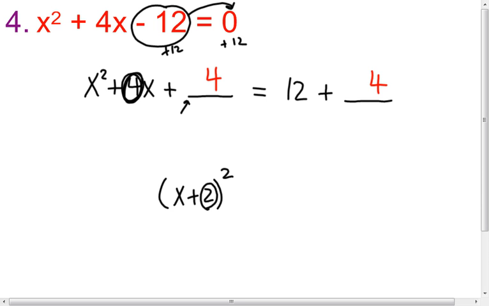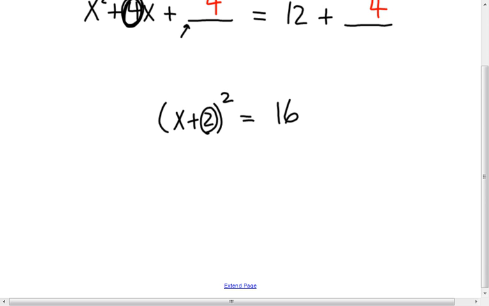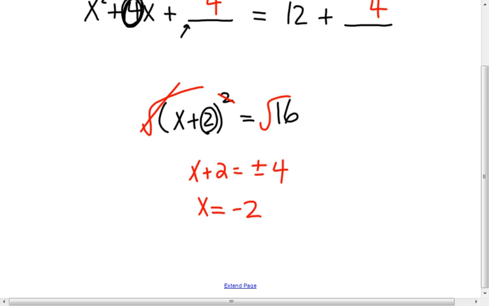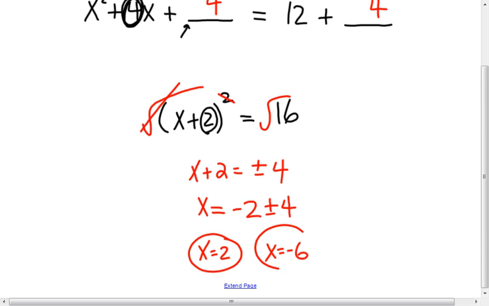So I have (x + 2) squared equals 12 plus 4 on that right side, which is 16. And you're at the point where you can just take the square root of both sides again. The square root undoes itself, and I have x + 2 equals positive or negative 4. Don't forget those positives and negatives. So x equals negative 2 plus or minus 4 when you move that 2 over to the other side. Negative 2 plus 4 is 2, and negative 2 minus 4 is negative 6. Those are all nice and lovely and wonderful.